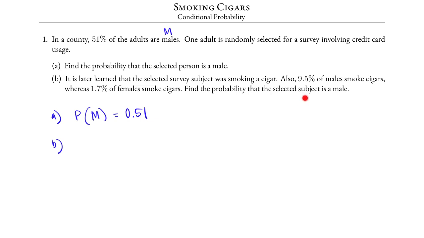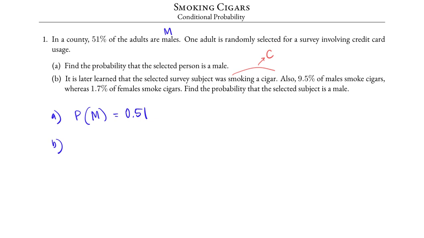If we don't read the question carefully, the last sentence might seem similar to part A, but it is not. We're asking to find the probability that the selected subject is a male given all this information. So this is a conditional probability, because we're looking for the probability with a condition. We will use a tree diagram to solve this problem, but we will let the event of smoking a cigar be C, for cigar. Then we summarize these numbers in symbolic form.